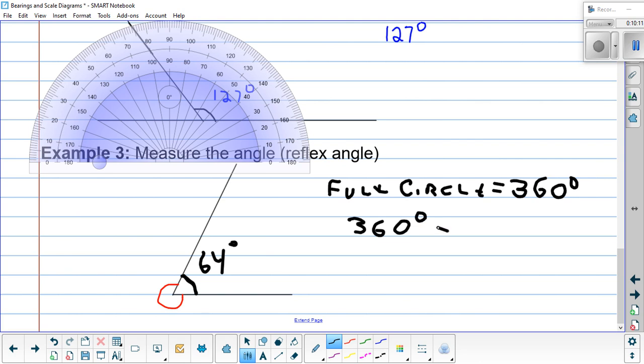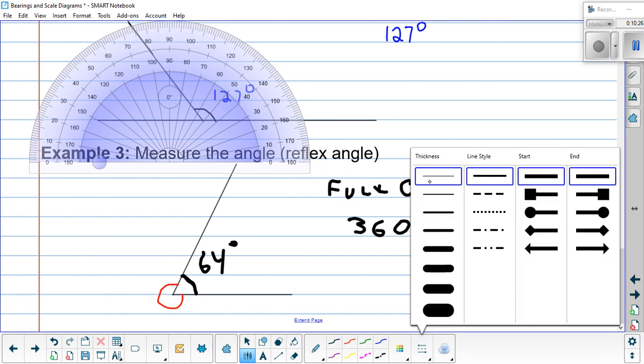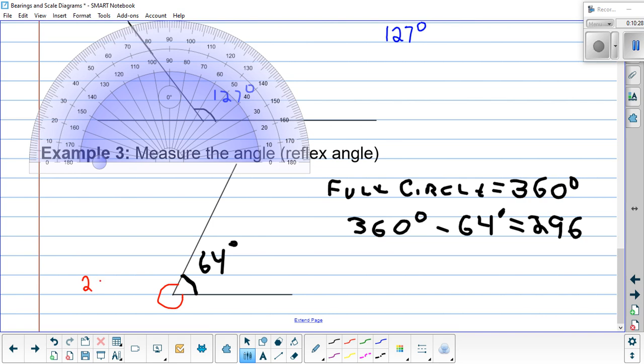So 360 minus this 64 degrees, which is going to be 296. So we can fill in our angle on our diagram as 296. Don't forget your degree symbol to finish it off.